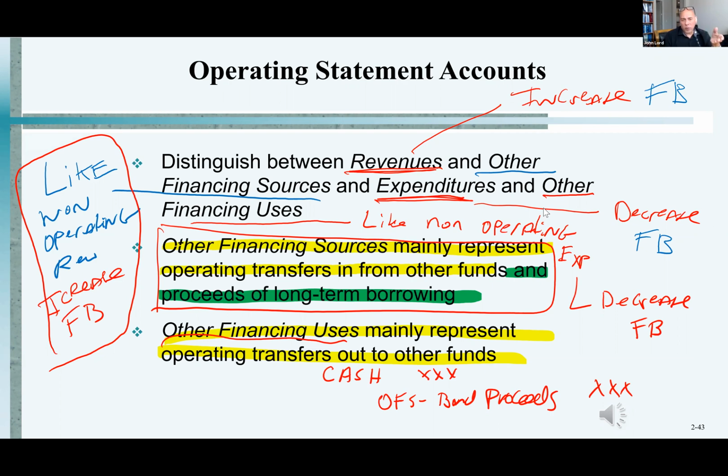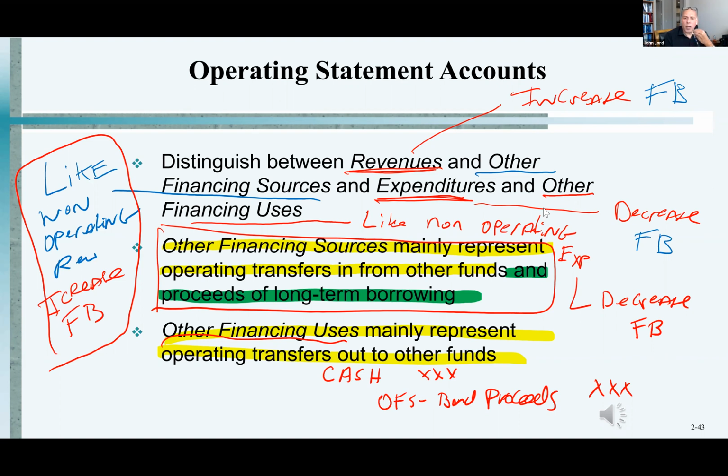Since fund balance is like retained earnings and revenues increase retained earnings, then it makes sense that revenues do what? Increase fund balance. And expenses would decrease our retained earnings, so it makes sense that expenditures will have an effect of decreasing fund balance. Any question on that? So revenues increase fund balance, expenditures decrease fund balance.